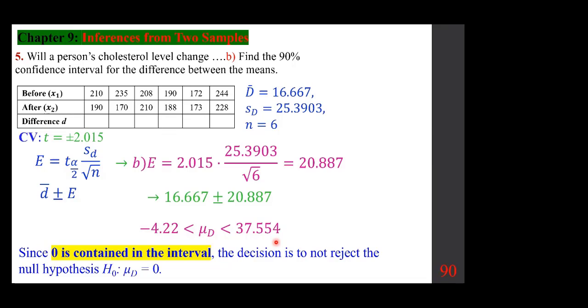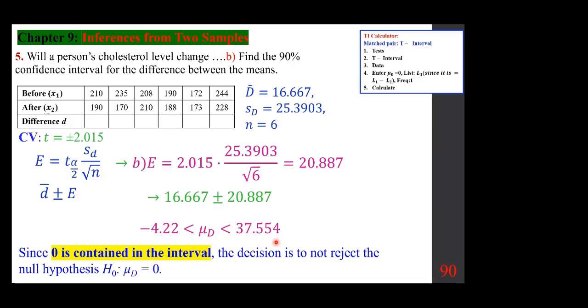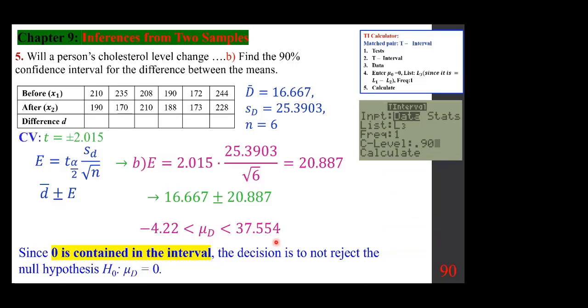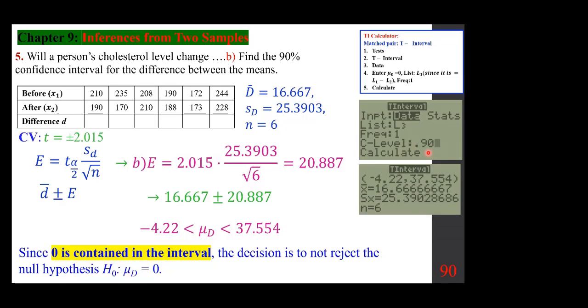Let's look at the technology. You use the T interval. You have a choice of putting L sub 3, or you can even write L1 minus L sub 2. Either way, with a 90% confidence interval, look at the numbers we have here. It is extremely close to what we have. And again, 0 is contained. The decision is not to reject the null hypothesis.